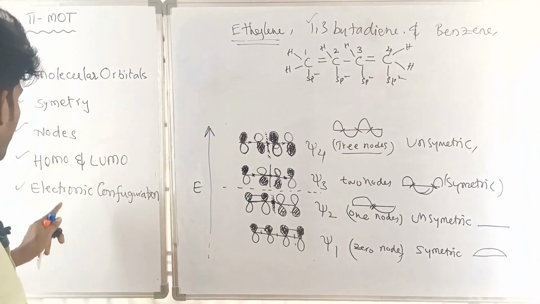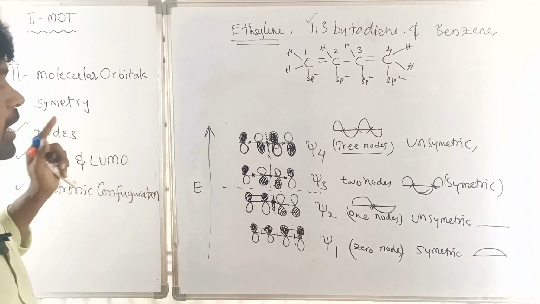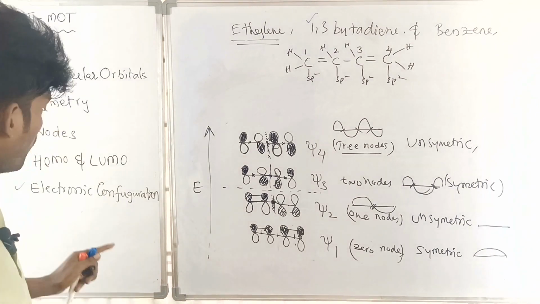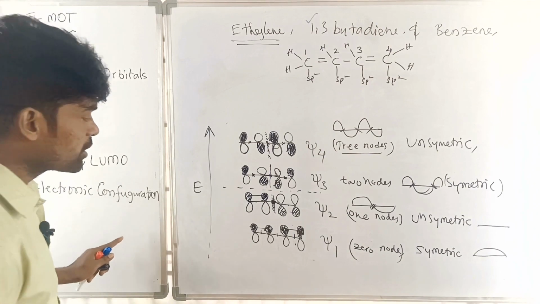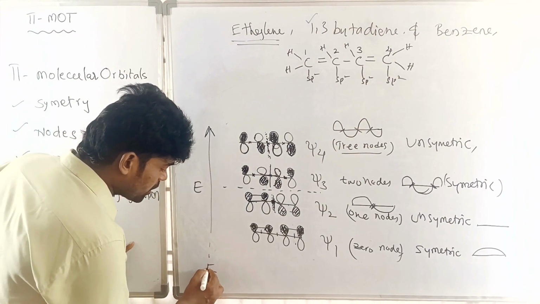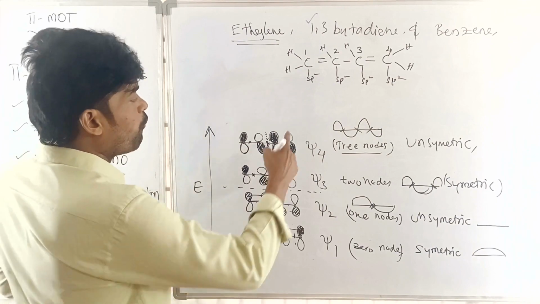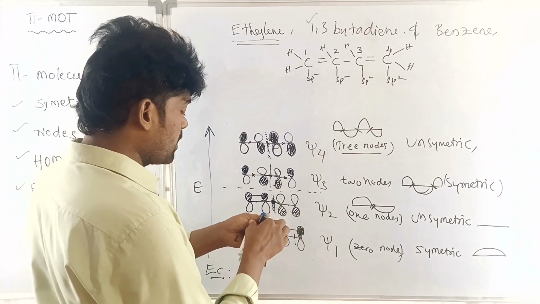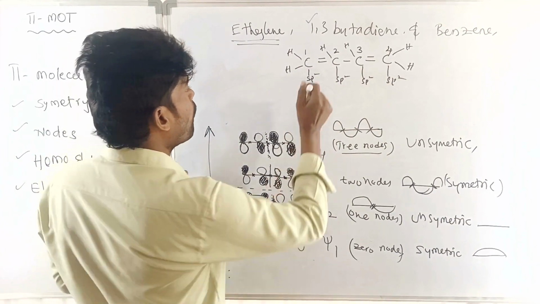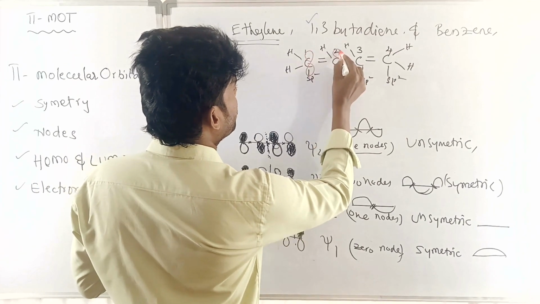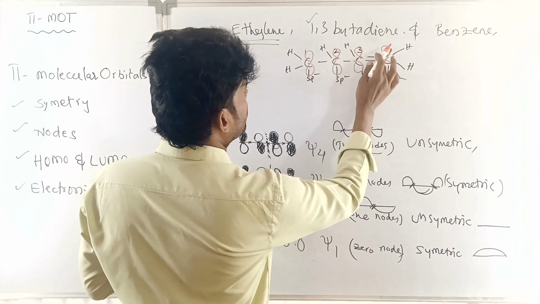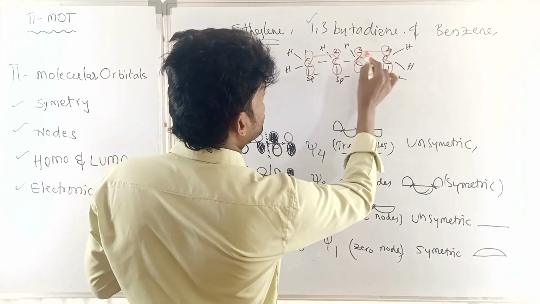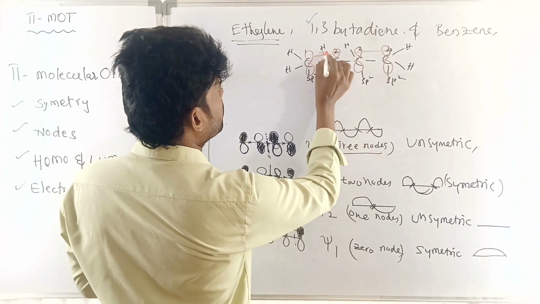Next point, what do I have to cover? HOMO, LUMO. Before going to that, let me tell you the electronic configuration of this molecule. Four unhybridized p orbitals are there. So this is a double bond. This is a double bond. Pi bond.